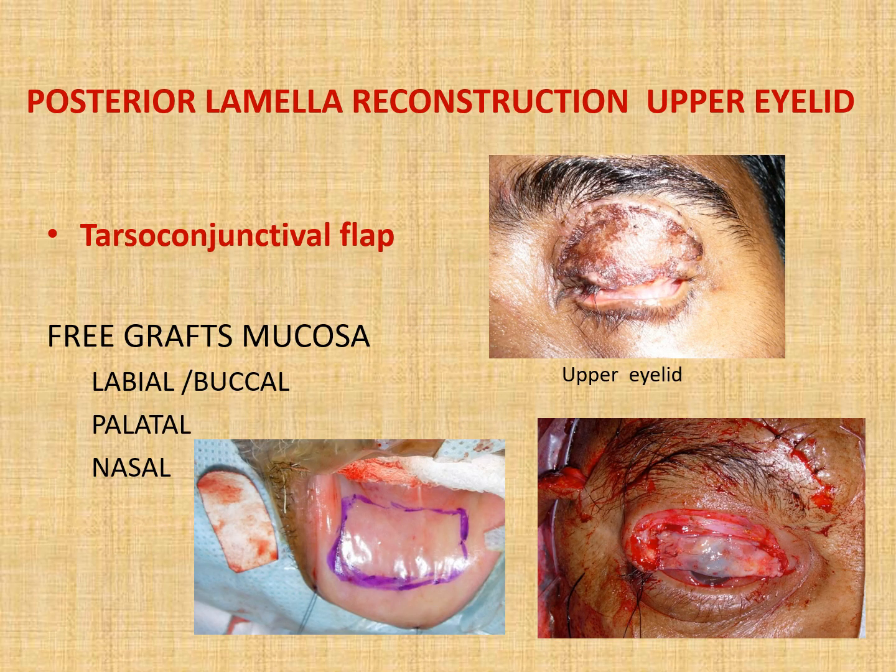Here you see the posterior lamellar reconstruction of the upper eyelid using a tarsoconjunctival flap. Free graft of mucosa was used, which you can see covering the cornea.